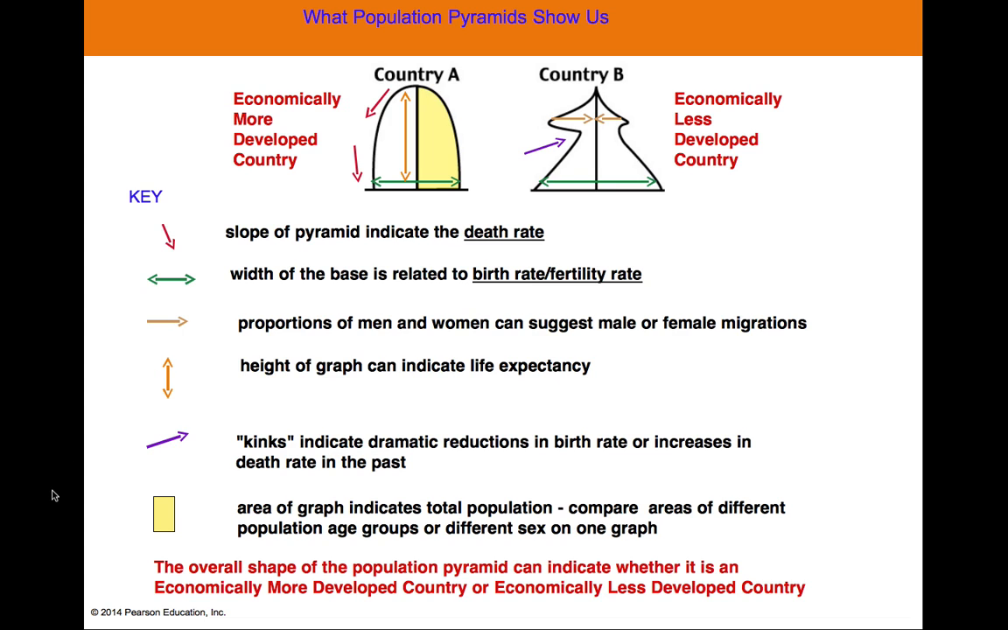So finally, the overall shape of any population pyramid is really important to us as demographers and human geographers because it helps give us clues as to where along the development spectrum a particular country is, because we're looking at all of these different factors such as death rate, birth rate, life expectancy, and so forth. The overall shape of a population pyramid can indicate whether it is an economically more developed country or an economically less developed country, if it's a core country or a periphery country, if it's an LDC or MDC. Okay.